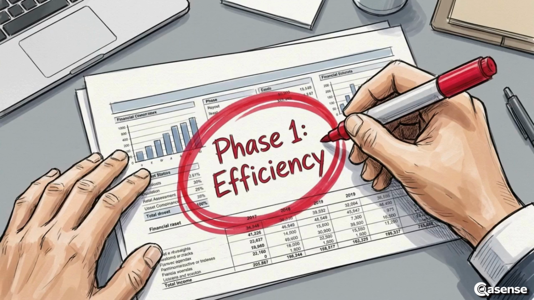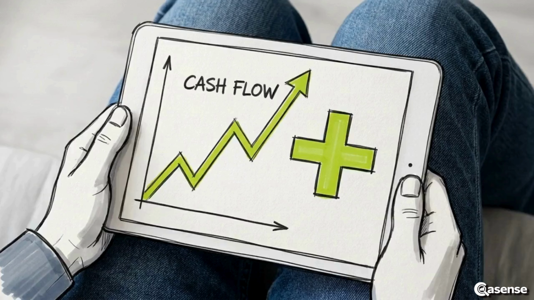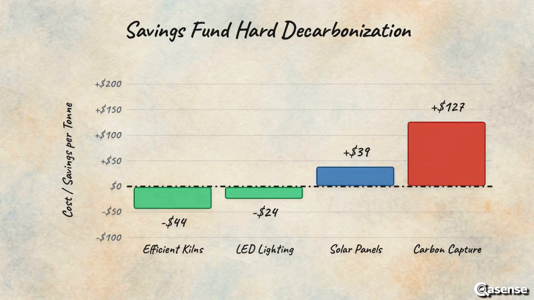This ranking creates a clear financial strategy. Starting with the negative cost items produces an immediate stream of fresh savings for the company. Those early savings are then funneled forward. The profit from the efficient kilns helps pay for the solar panels, and the savings from the solar panels help pay for the carbon capture.